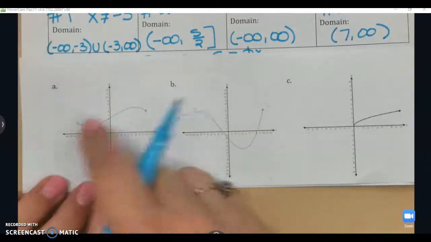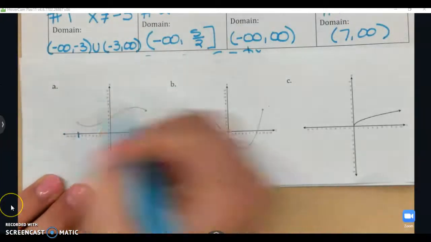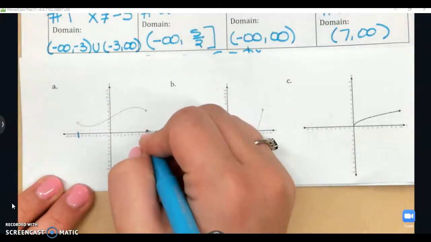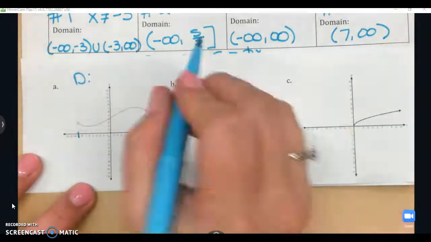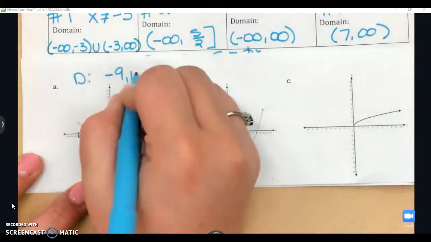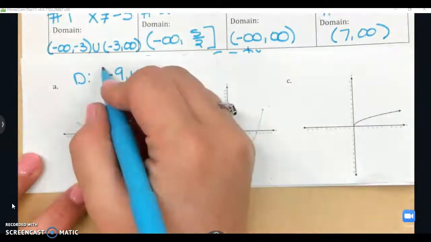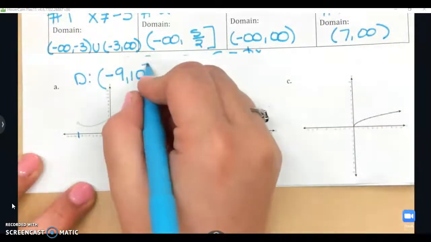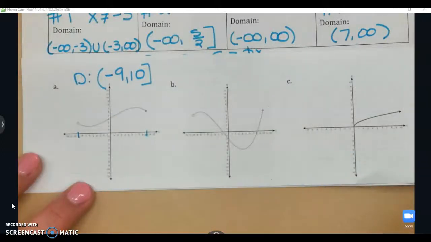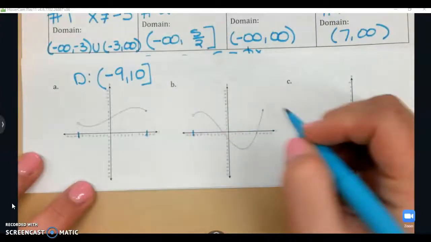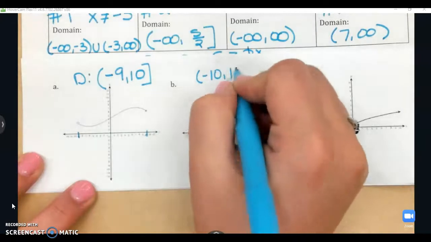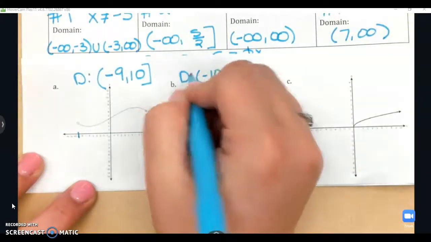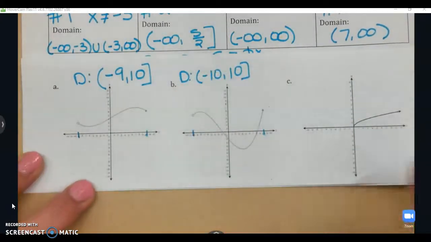Great, so now we have our 3 graphs, and we are stating the domain in interval notation still. So starting with A, I've got an open circle here at the negative 9 and a closed circle over here at the 10. Again, we're looking at our x values for domain. So this domain is going to be from negative 9 to positive 10. The negative 9 gets a parentheses because it's an open circle, and the 10 gets a bracket because it's a closed circle. Looking at B, I'm going from negative 10 to positive 10. The negative 10 gets a parentheses, the positive 10 gets the brackets. Again, looking at my open and closed circles there.